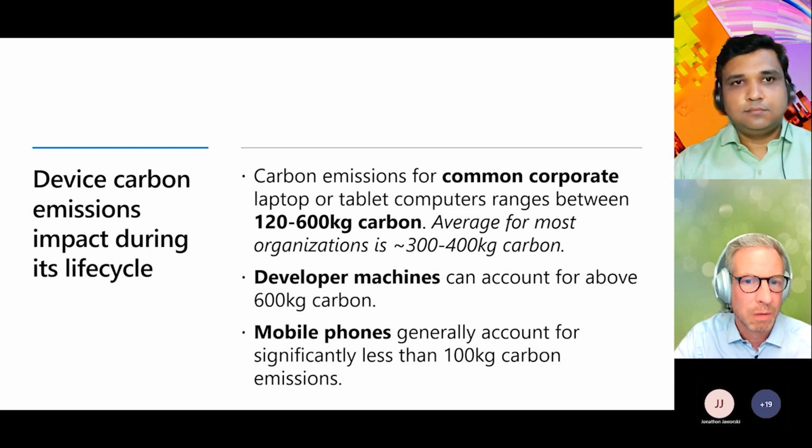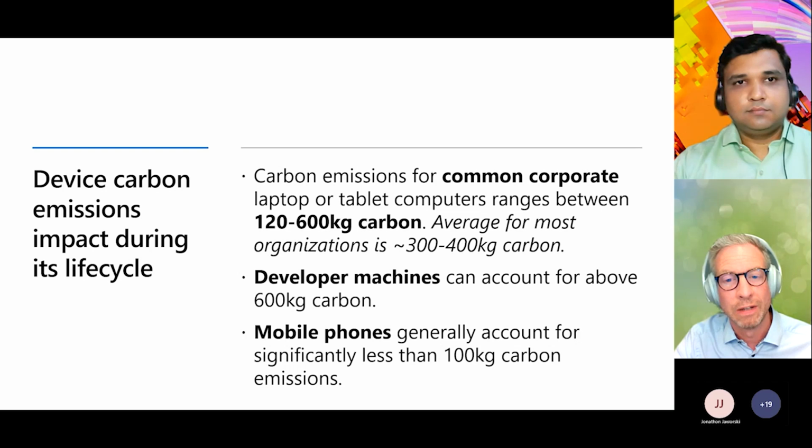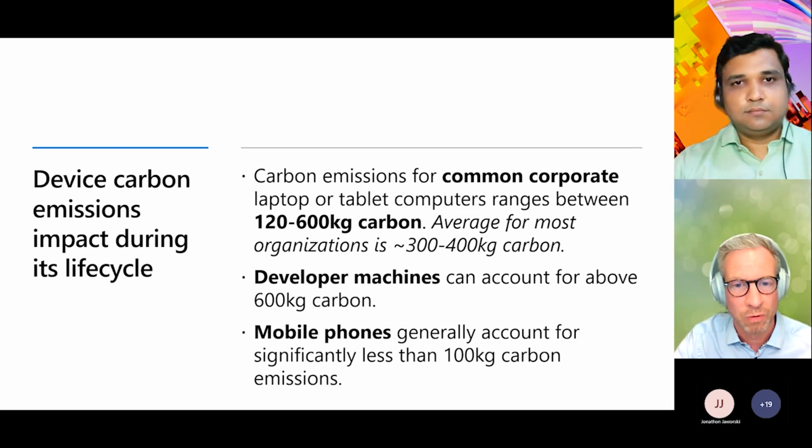So last but not least, mobile phones, or should I say brand new smartphones, on the other hand, typically account for less than 100 kilograms of carbon. And my own smartphone, for instance, which is rather popular and modeled from a larger brand, weighs in at around 69 kilograms of carbon.